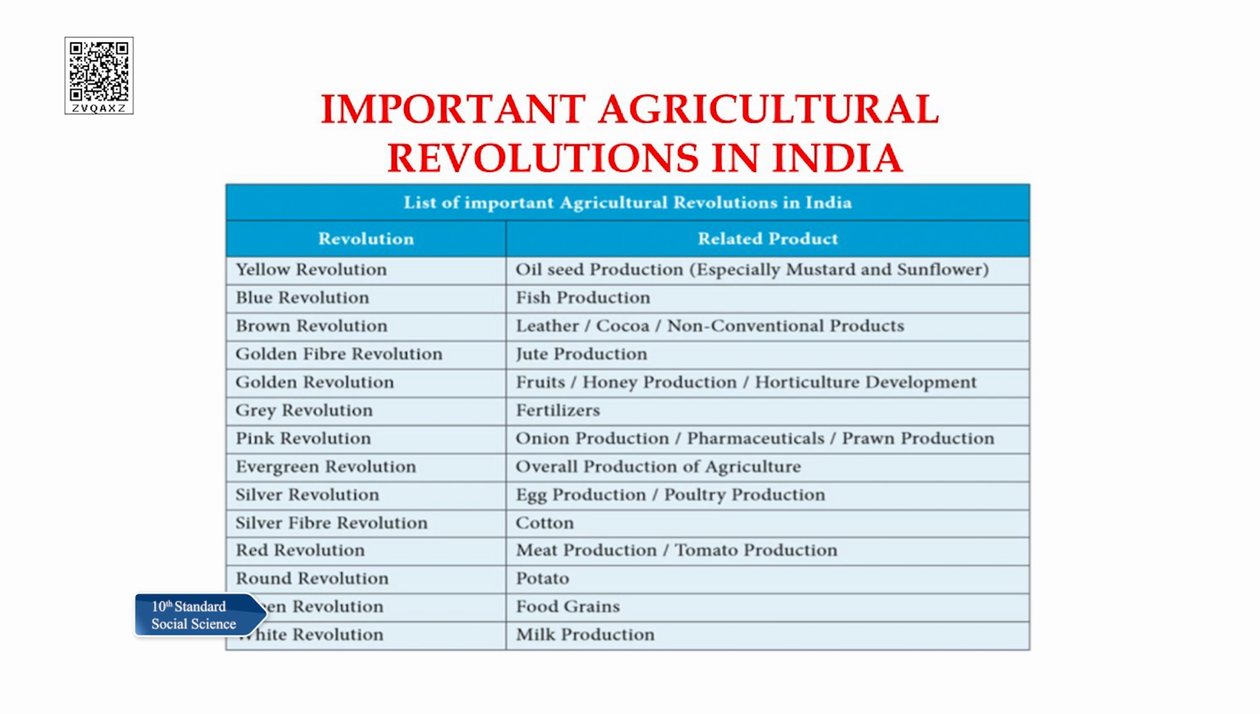Evergreen revolution, overall production of agriculture. Silver revolution, egg production, poultry production. Silver fiber revolution, that is cotton. Red revolution, meat production, tomato production. Round revolution, that is potato. Green revolution, food grains. The last one, white revolution, milk production.